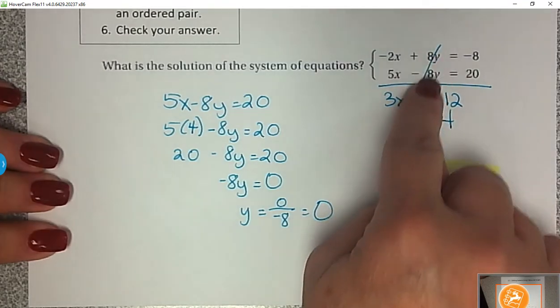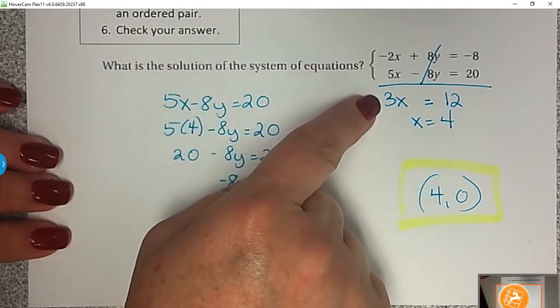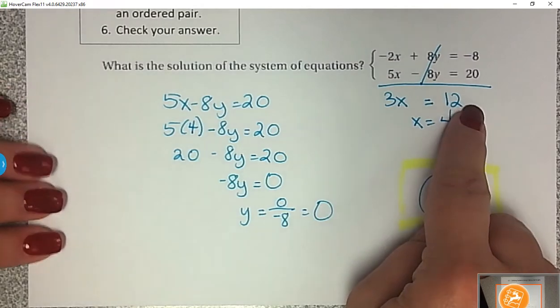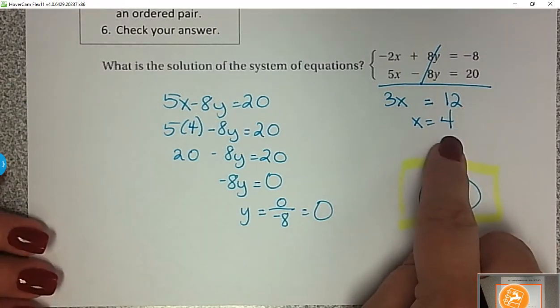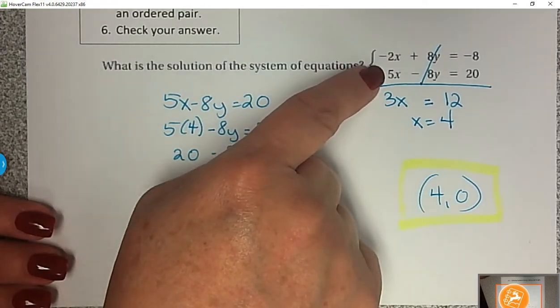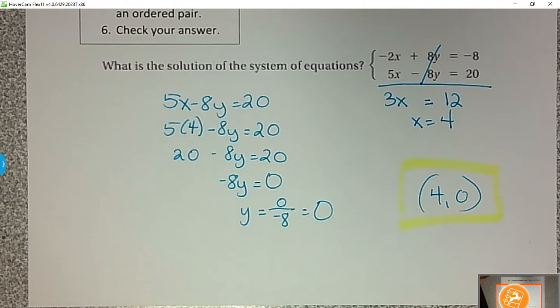This time my y's had opposite signs with the same number, so they would cancel. My x's combined to give me 3x. Over here I get 12. Divide both sides by 3, I know x is 4. I chose the second equation this time. I could have just as easily chosen the first one, it doesn't matter.